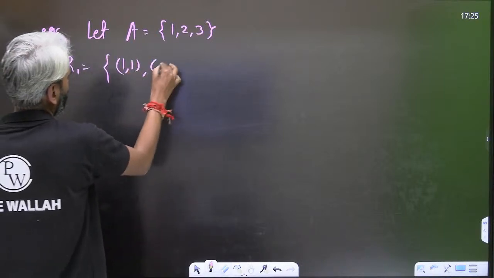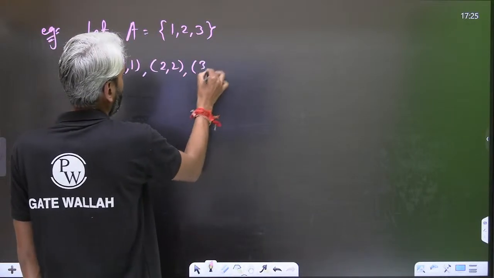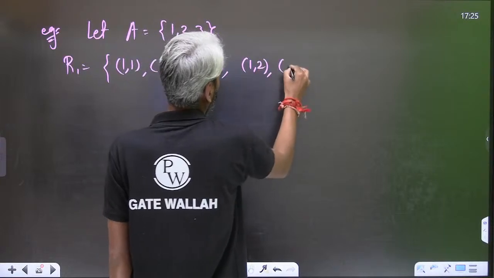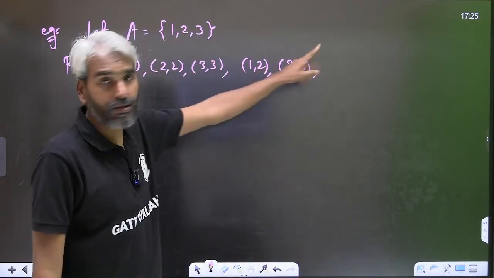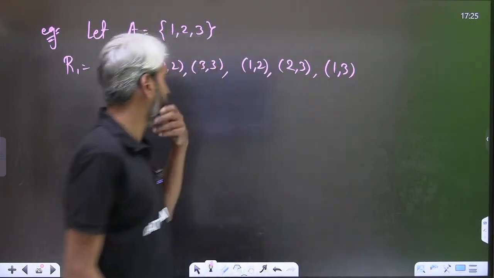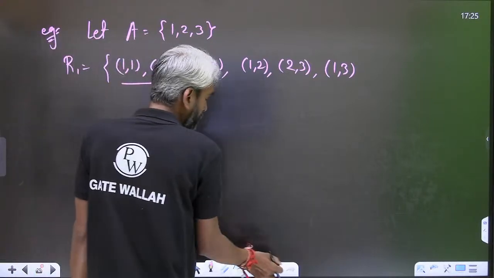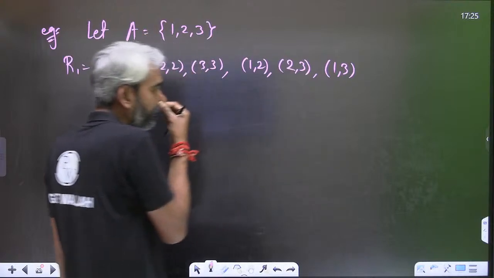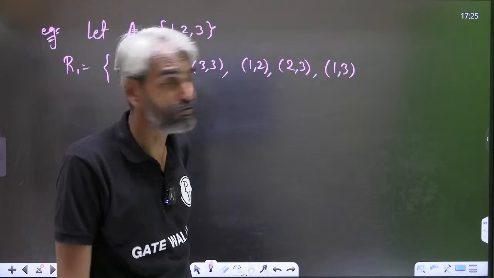First of all, it's flexible. All diagonal order pairs must be present. Then let's say I add 1,2 and 2,3. Because 1,2 and 2,3 are present, transitivity will force you to add 1,3. Now, is it reflexive? Yes, sir, it is reflexive. Is it anti-symmetric? Up to this, it is fine. But for 1,2, 2,1 should not be present, so it is not present. For 2,3, 3,2 should not be present, and for 1,3, 3,1 should not be present.